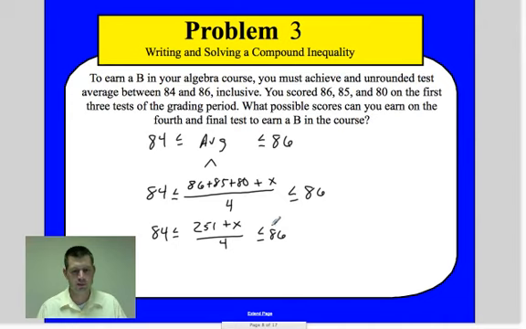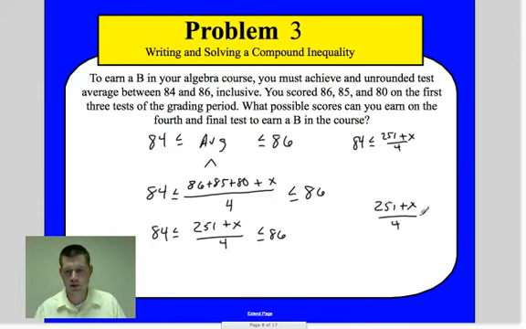So we have this number here. Okay, so now we're just going to do what we talked about. We're going to set up 2 different problems. We're going to start off with 84 is less than or equal to 251 plus x over 4. Okay, we're going to set that problem up, and then we're going to set up the other one, which says that 251 plus x over 4 is less than or equal to 86.